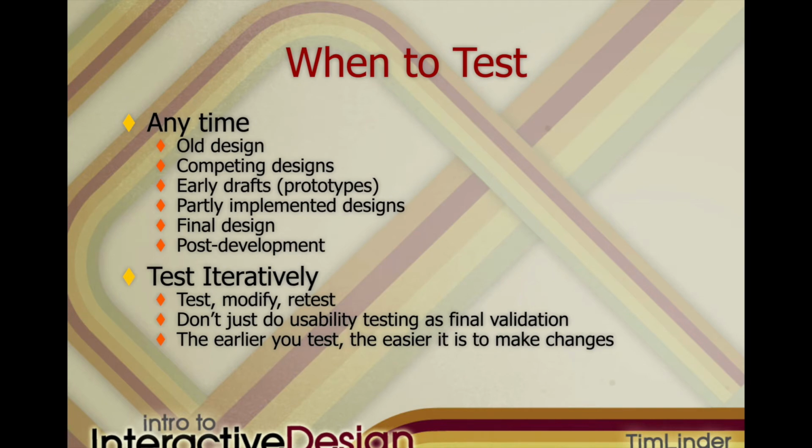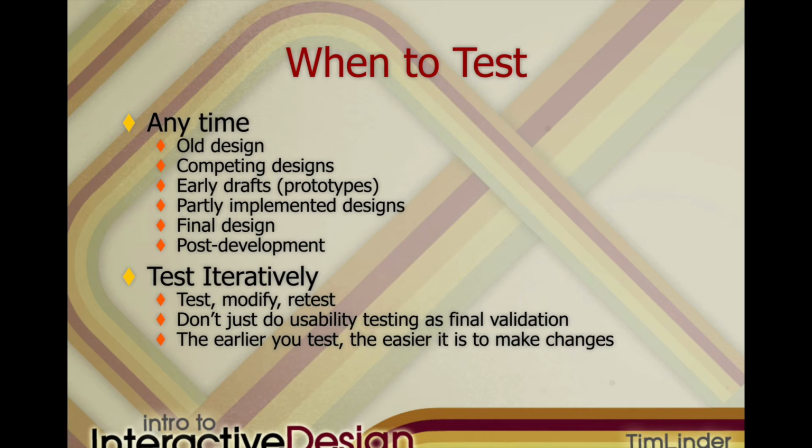So there's a couple different times that you can test in the course of a design process. Really, you can do it anytime. You might want to test an old design to see if it needs to be improved. You might want to test a couple of different options for a given interface with competing designs. You might want to test very early in the process just to see if a user flow works. You can do this with extremely low fidelity prototypes. You want to test partly implemented design to see if a specific piece of UI is working. You want to test the final design once you're all done, and then you want to test post development to make sure and validate your findings.